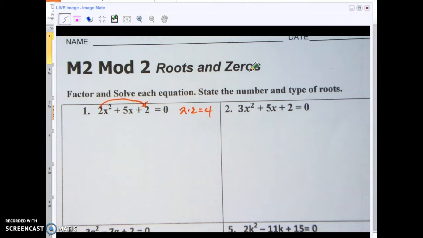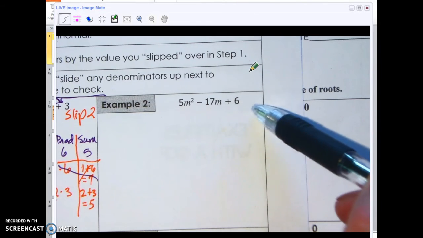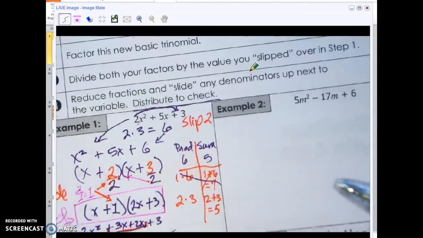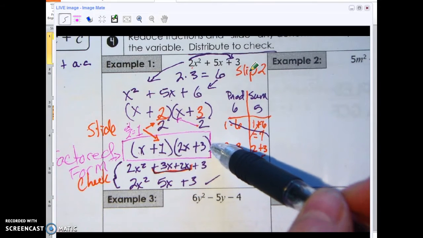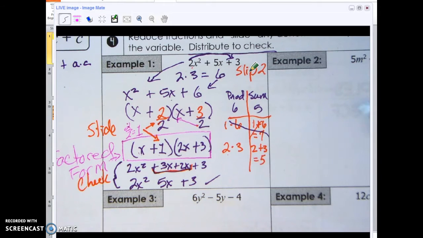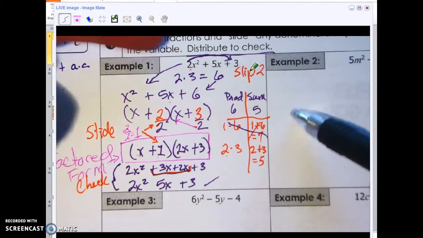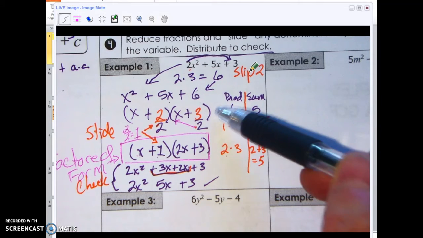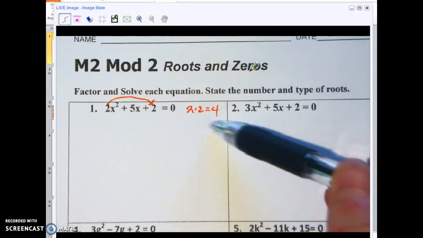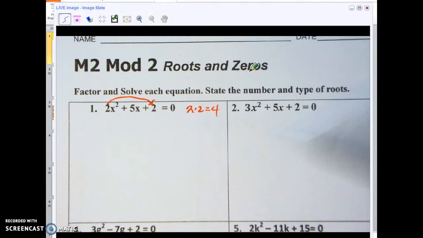In the problems that we were doing before, none of them were set equal to 0. We just factored. We found our factored form, but it wasn't set equal to 0, so we stopped there. With this process, we just go one more step. We're doing the exact same thing, but when we get to this point, it's always equals 0, like we have here. So we have that one more step to make.